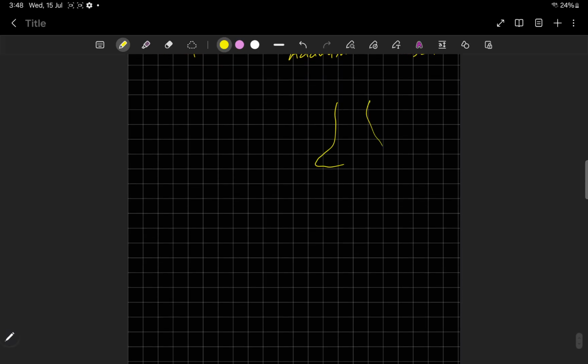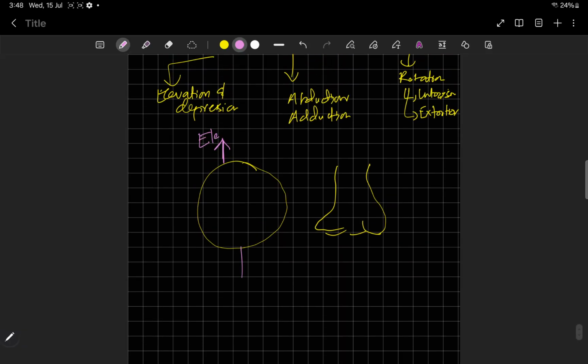So if this is a nose and this is an eyeball, let's imagine. This is elevation and this is depression. This is adduction and this is abduction. And clockwise direction is intorsion and anti-clockwise is extorsion.